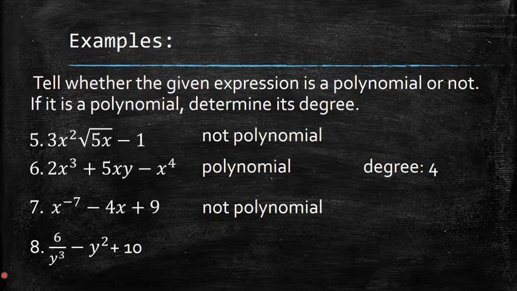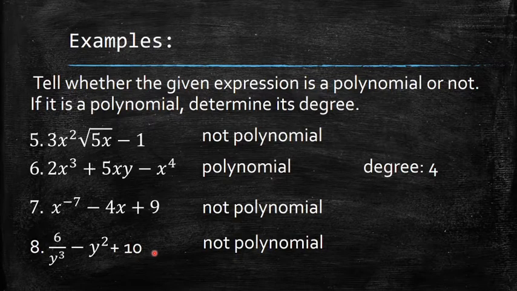Now let us have example number 8. We are given here 6 over y cubed minus y squared plus 10. Can we consider this algebraic expression a polynomial or not? This is not a polynomial because we have a variable written in the denominator. If the variable is written in the denominator, it is not a polynomial.